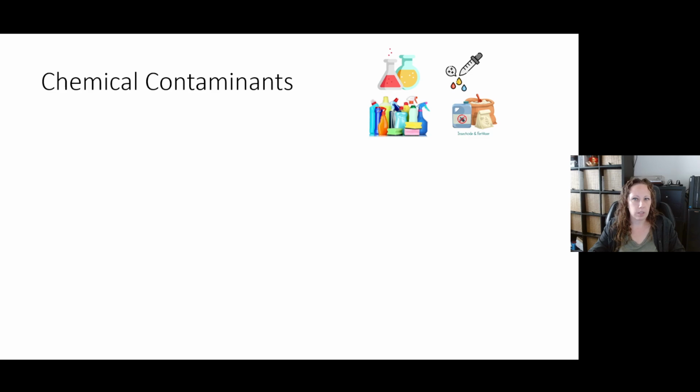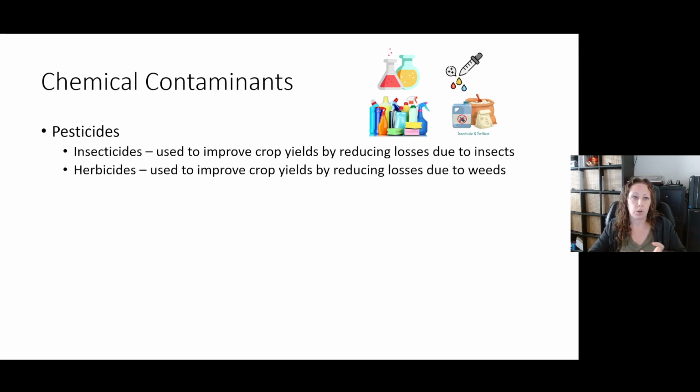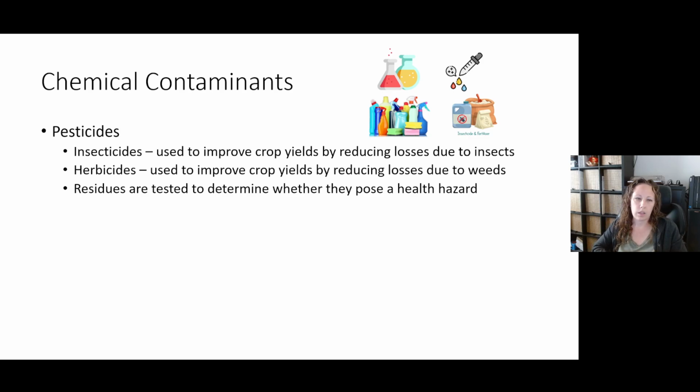So chemical contaminants, these include things like pesticides. Under the broad umbrella of pesticides, that includes insecticides, which are used to control insects on crops, and herbicides, which control weeds that could affect crops, and these residues are tested to determine whether they pose a health hazard. So there are insecticides and herbicides that are approved for use in food products because they are not a health hazard, but there are also acceptable levels above which they might become a health hazard. And so all of that is controlled.